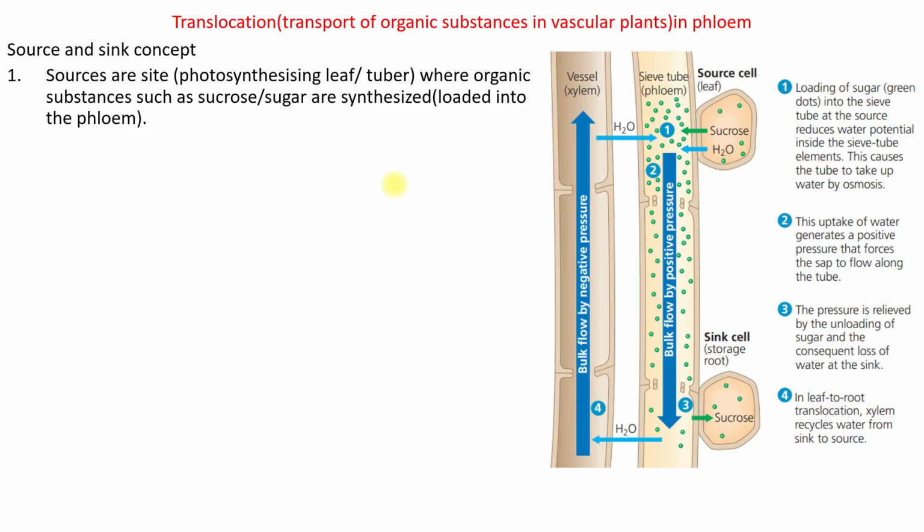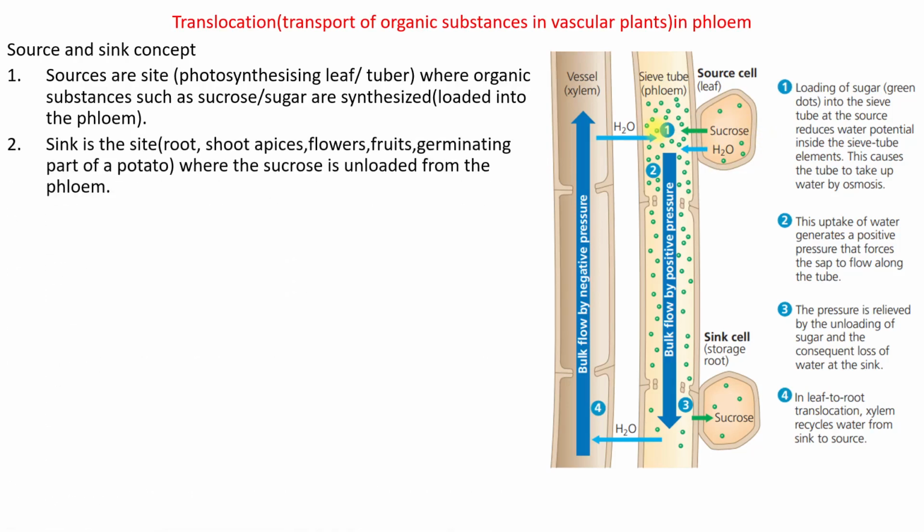And then after this sucrose or sugar is synthesized by the leaf, it will be loaded into the phloem. You can see here, this is the leaf that synthesizes the food, or the organic substances, to be more precise sucrose or sugar, which is being loaded into the phloem. You can see here, right?